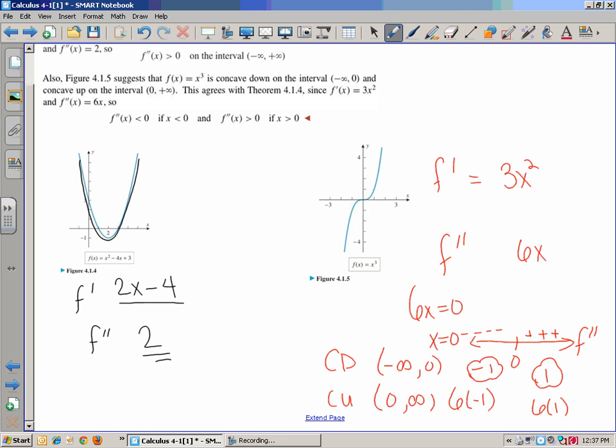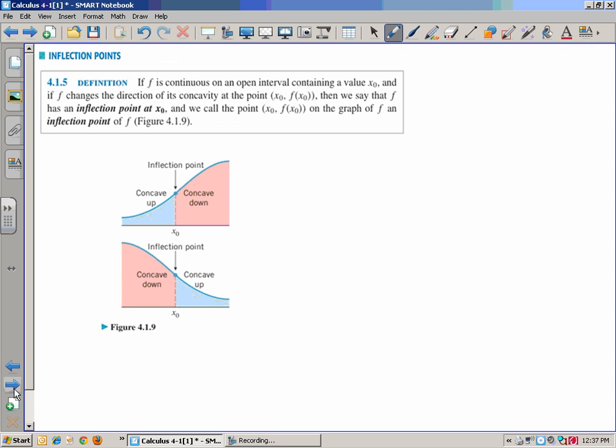Now here's the deal. Look at concave down. That's going to be umbrella. Concave up, bowl, catching. Okay? Now the point at which you change concavity is called an inflection point. And that is really the point that we're looking at where your second derivative is equal to 0. We call that an inflection point if it changes the direction of concavity.